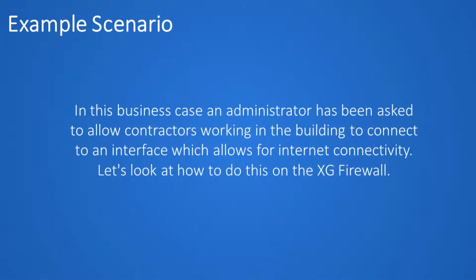Let's take a look at an example scenario where an administrator may need to add or configure an interface. In this example, the administrator has been asked to allow contractors working in the building to connect to an interface which allows for internet connectivity. Let's take a look at how to do this on the XG firewall.